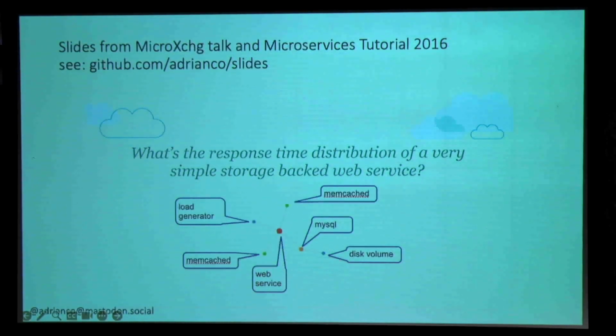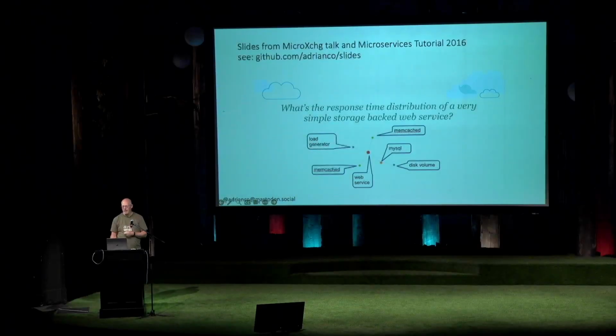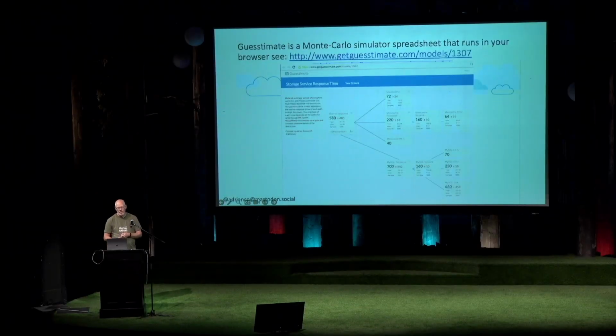This little diagram below is from this deck, but think of a load generator that hits a web service, and it's got a memcached, a MySQL, and a disk volume, right? And depending on what request you send it, you might find the data in the cache. You might be able to satisfy the data directly from MySQL's cache, or you might have to go to disk, right? And then those three things take different lengths of time.